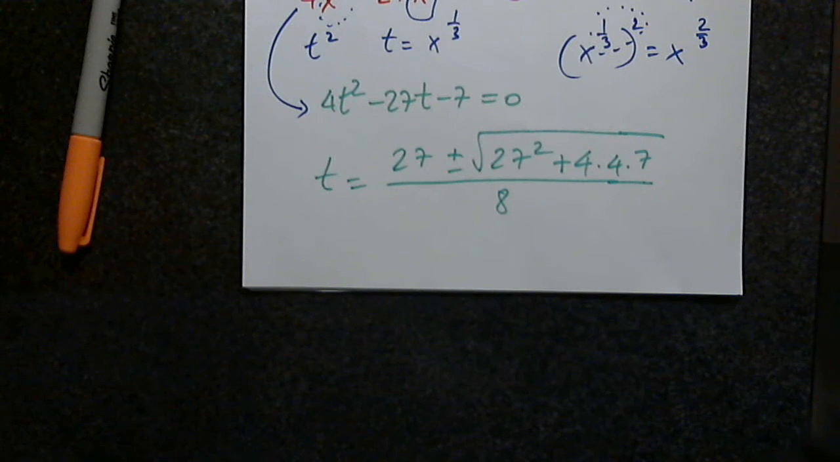Don't forget to put parentheses around the numerator. So in parentheses, 27 plus the square root, parentheses again, 27 squared. Stop me if you have any questions anytime. Plus 4 times 4, I'm going to write 16 times 7. Close the parenthesis under the square root. Go outside and divide by 8.